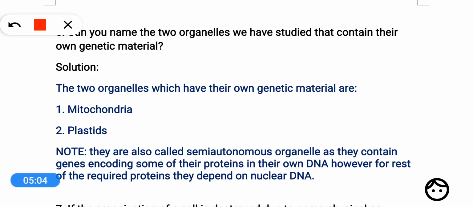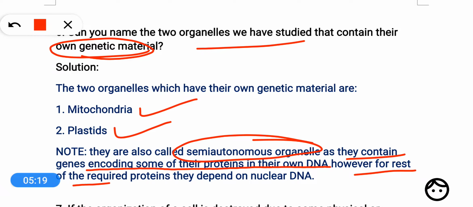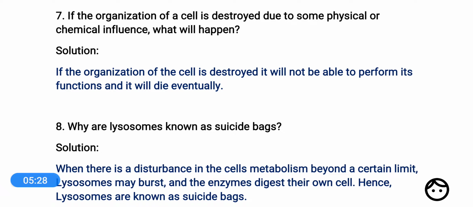Question number 6. Can you name two organelles who have their own genetic material? Yes. Mitochondria and plastids have their own genetic material, and they are called semi-autonomous organelles because they contain genes encoding some of their proteins in their own DNA. However, for the rest of the proteins which they require, they depend on nuclear DNA. So for certain proteins they have their own genes, but most of the proteins which they require are encoded by the genes present in the nucleus of the cell.